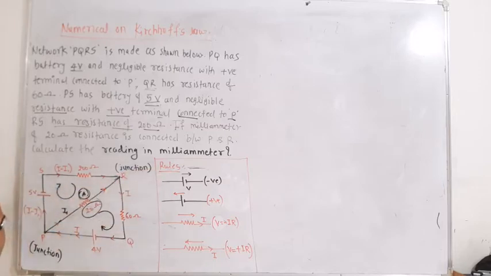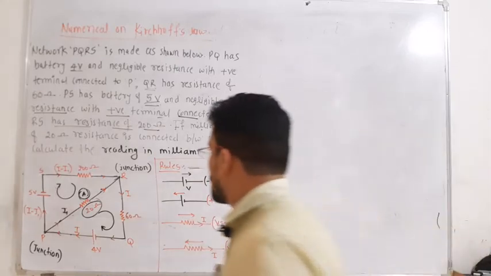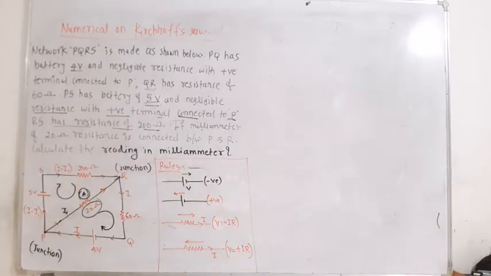Now you can start with any point. A better way, I will start with this one. There are two loops. You can consider PRQP as one loop, and PRSP, or you can say PSRP, as another loop.